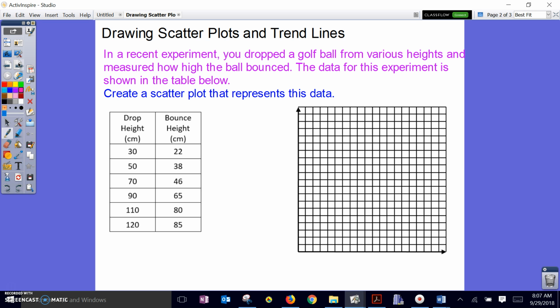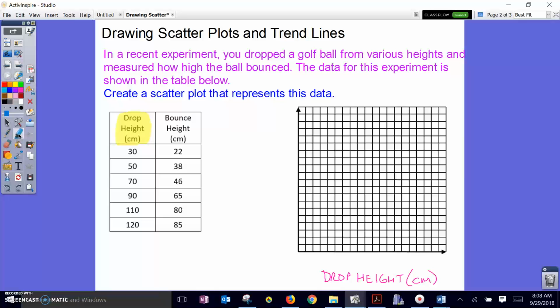So the first thing that I'm going to do is label my axes. Typically, the data in the left column acts like our independent variable and hence is going to go on our horizontal axis. So we're going to label this horizontal axis drop height. And I'm leaving a little bit of space in there between my labeling and my axis so that I have room to put my scale in there.